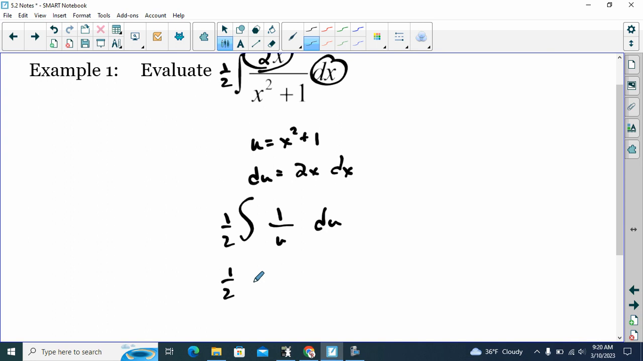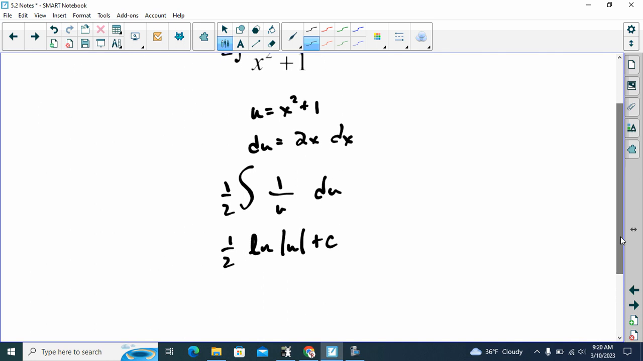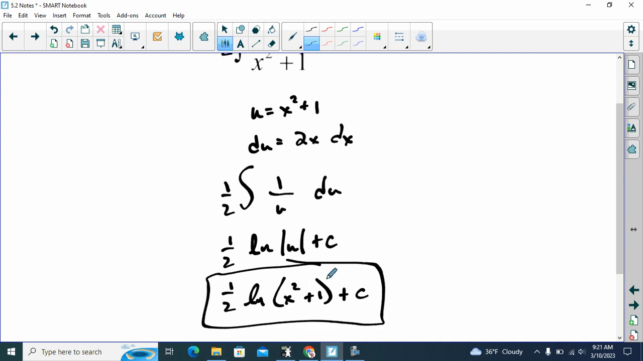Integral of 1 over u is ln of the absolute value of u. And we substitute back in for u. 1/2 ln of x squared plus 1 plus c. You could have the absolute values on here, but x squared plus 1, if I square a number and then add 1, I'm always getting a positive number anyway. So it's actually redundant to have the absolute values. It's not wrong if you include them.